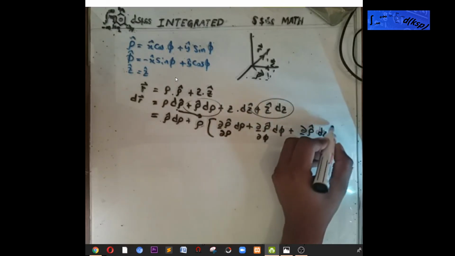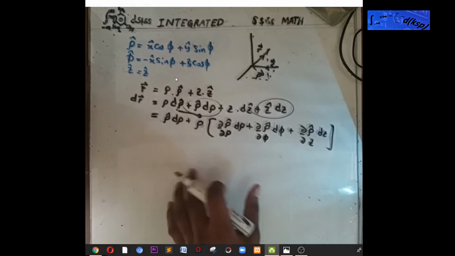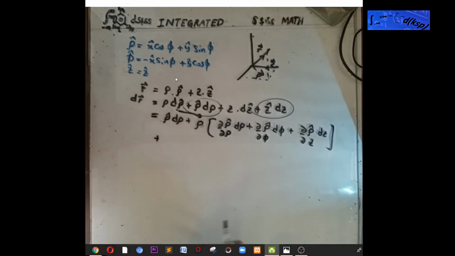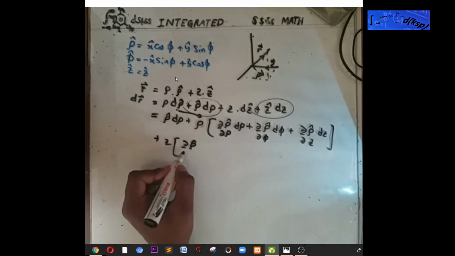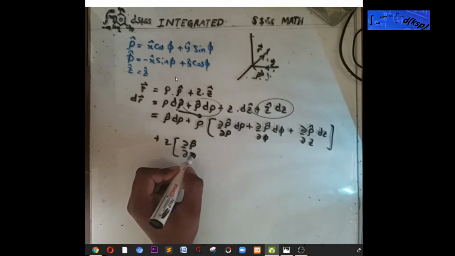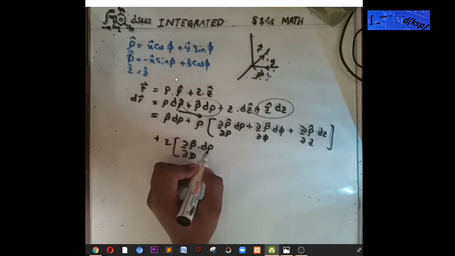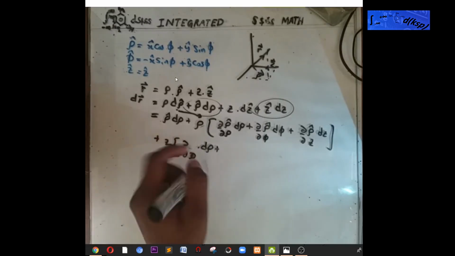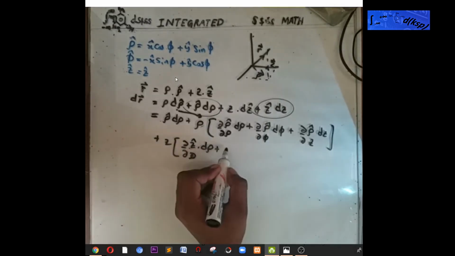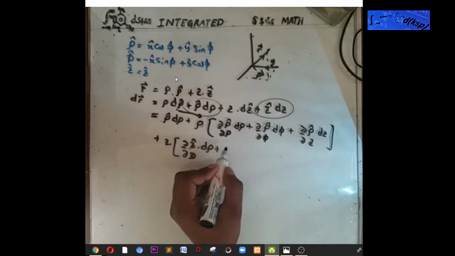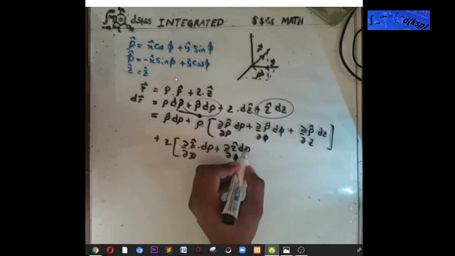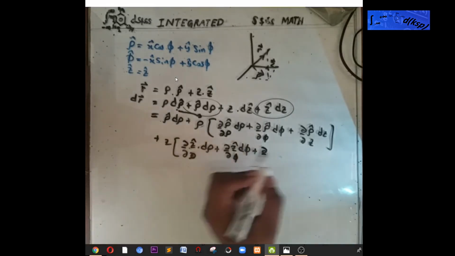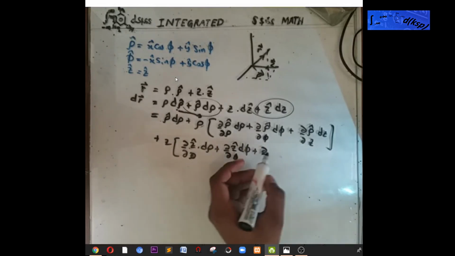Similarly, this can be written as z times the partial of z hat with respect to rho times d rho, plus the partial of z hat with respect to phi times d phi, and so on. You need to add these three terms together.